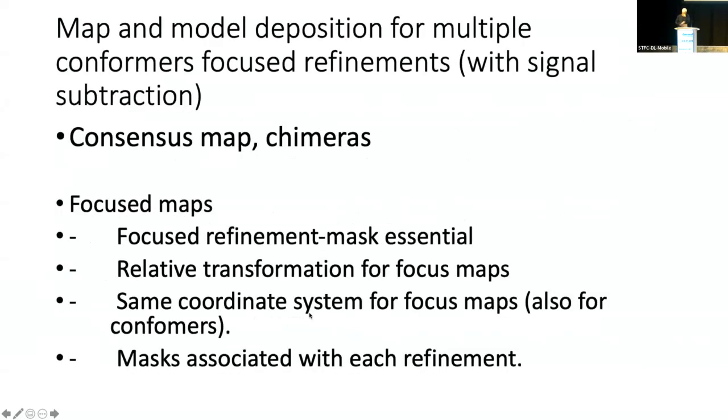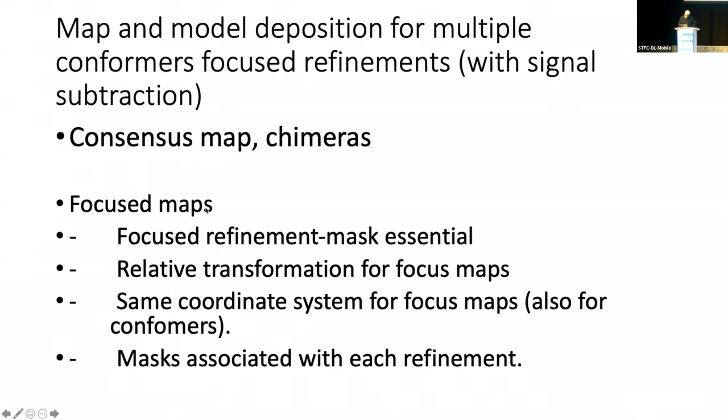So, map and model deposition for multiple conformers and focused refinements. We have the idea of a consensus map, which might somehow be an average of everything, and we might have chimeras, which will be constructed combinations of all the image processing that it's hard to say where that exists in reality.